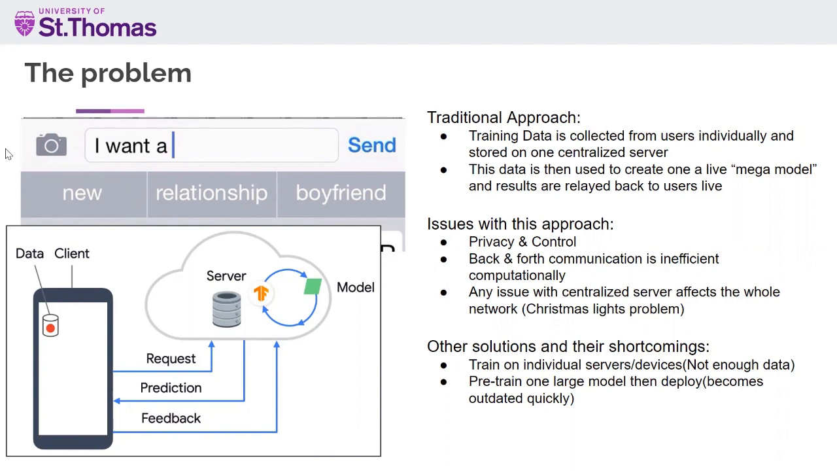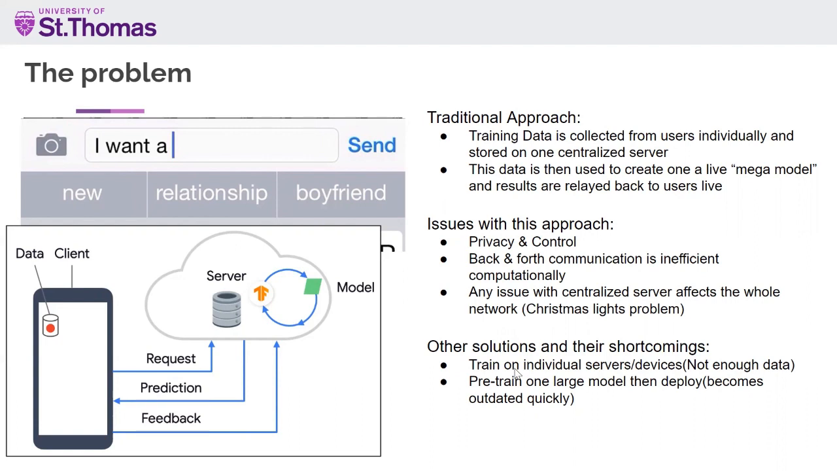access to. And I'm sure most of you wouldn't want a large corporation looking at your text messages or having your private data. It's also pretty inefficient computationally, and any issues with that centralized server will throw down the whole network. So if you think about Christmas lights.